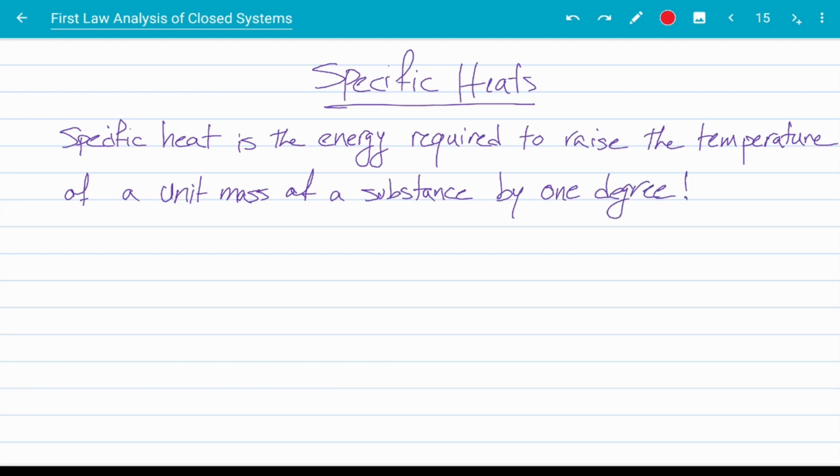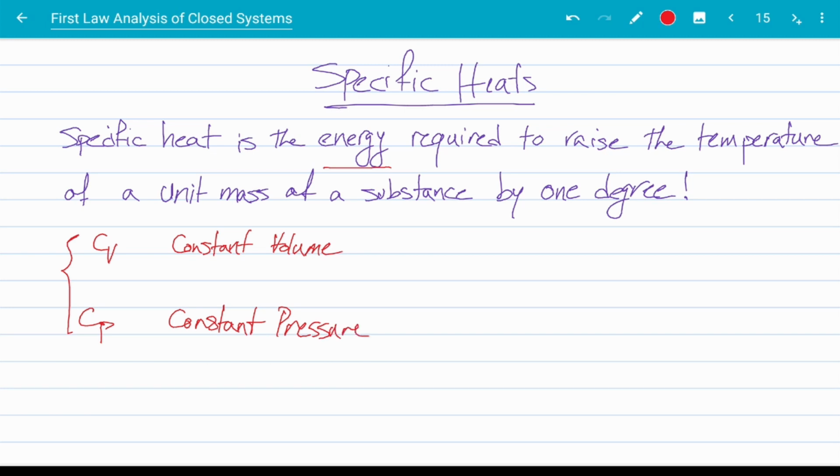Now, generally speaking, the amount of energy required depends on how the process is executed. Now, we have two different types of specific heats. One, we show with Cv, is the specific heat at constant volume, meaning the process of heating is at constant volume, and Cp, the specific heat at constant pressure, meaning the process of heating is at constant pressure.